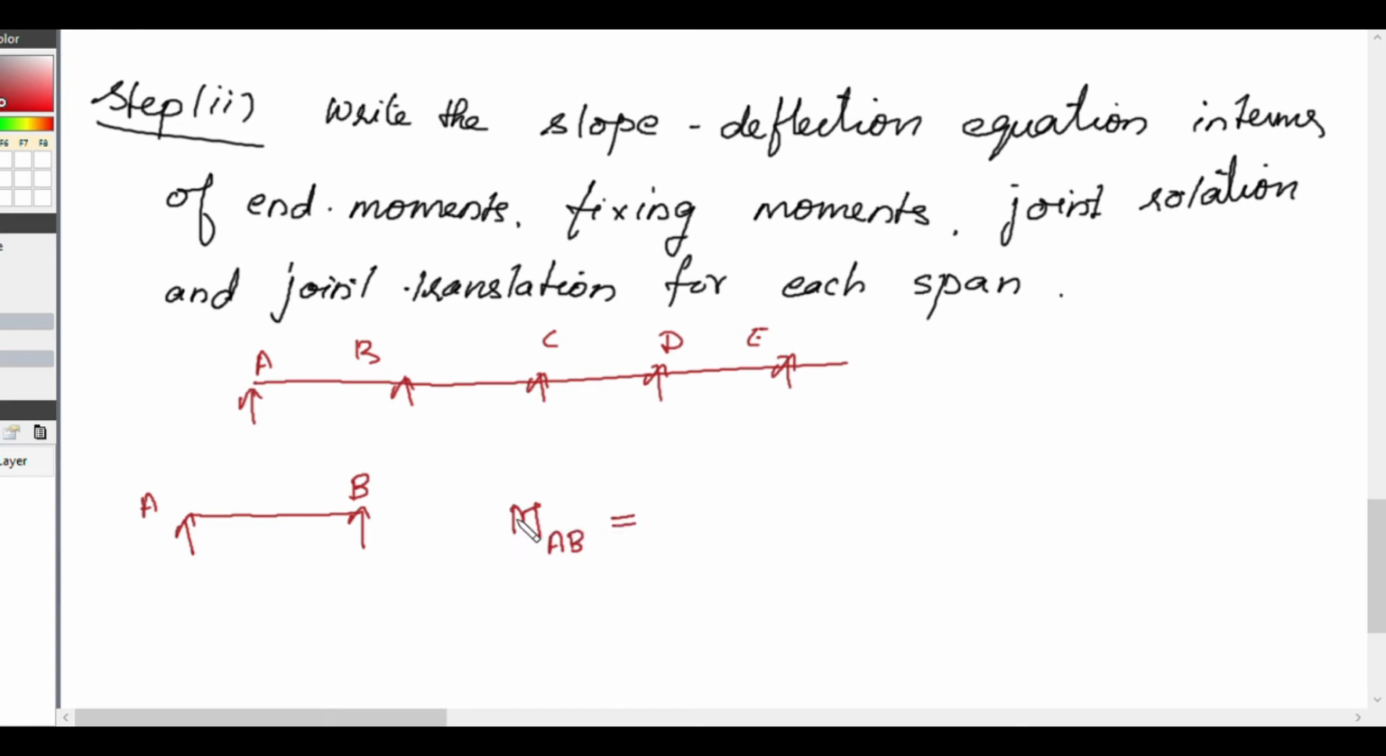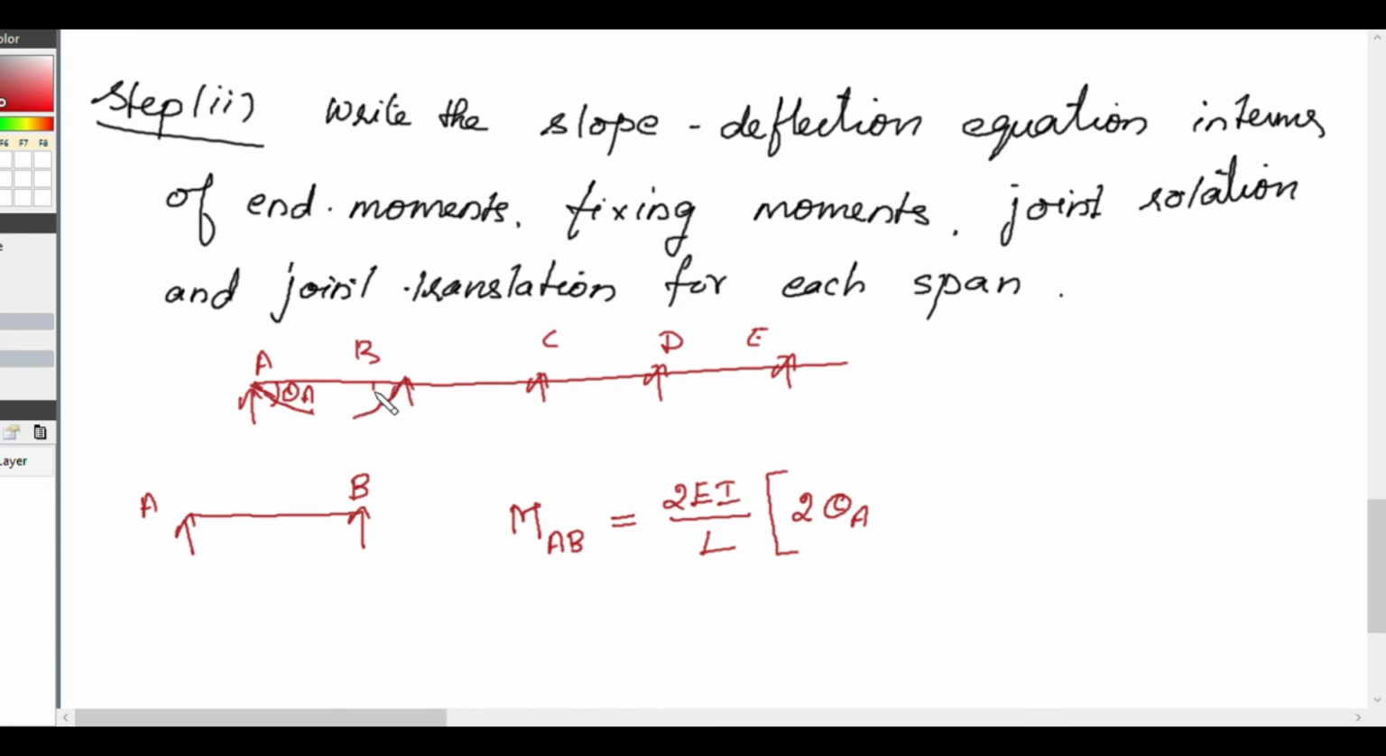this is called end moments, okay? End moments. MAB means end moments. What we have already calculated is fixed end moments. Now MAB is called end moments. MAB is equal to 2EI by L. EI is your flexural rigidity. L is the length of the span. So 2EI by L multiplied by 2 times theta A. See, that means the slope at A. Theta A means your slope at A.